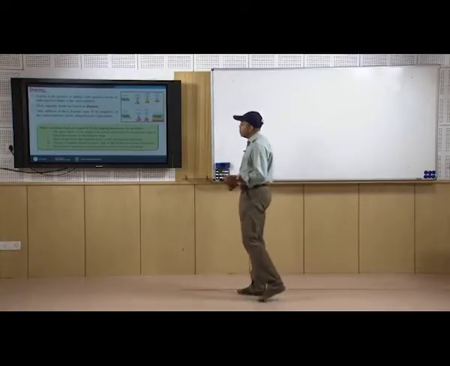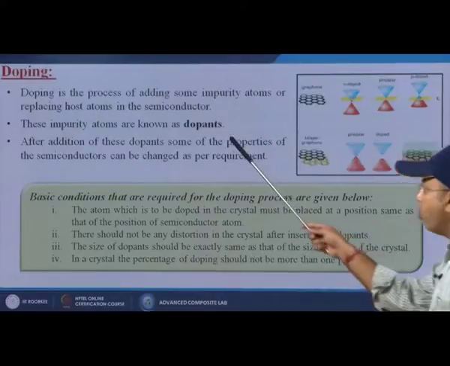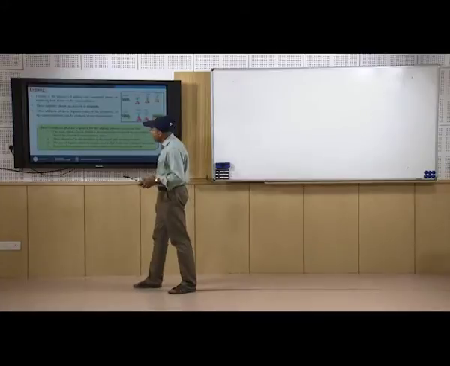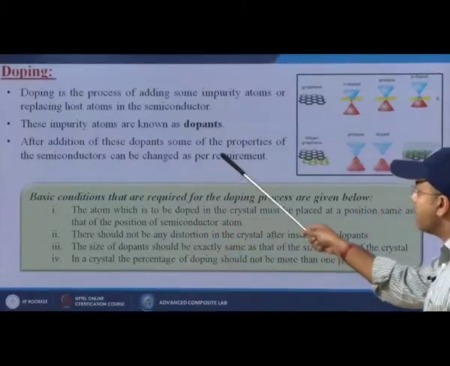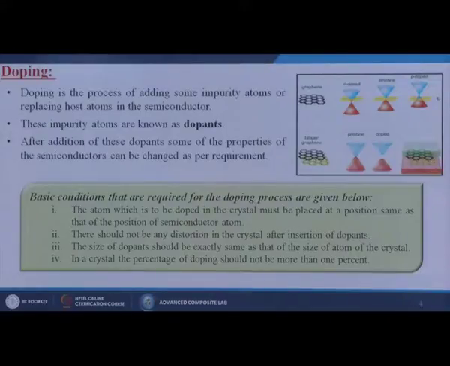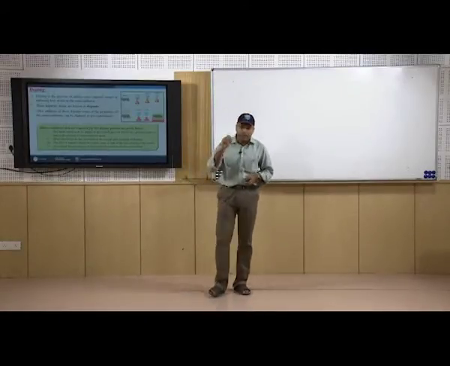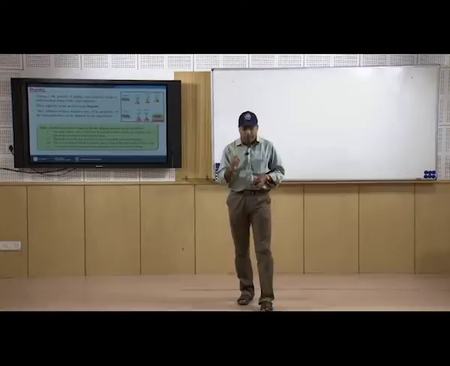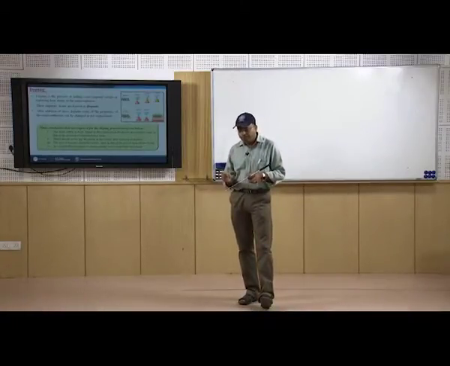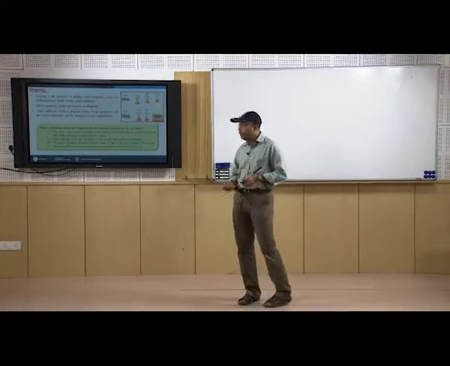These impurity atoms are known as the dopants. What we are injecting inside the material is known as the dopants. After addition of these dopants, some of the properties of the semiconductors can be changed as per the requirement. The quantity of material I am inserting should be less than 1% of the whole, depending upon how much the semiconductor property is going to be enhanced.